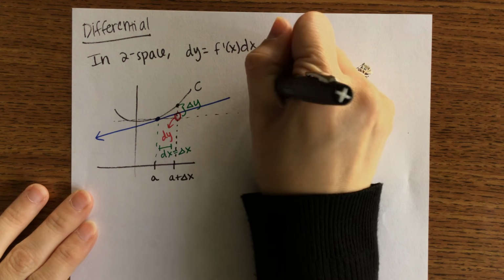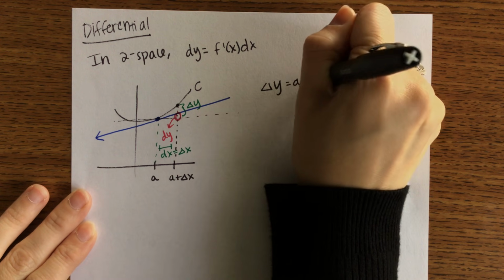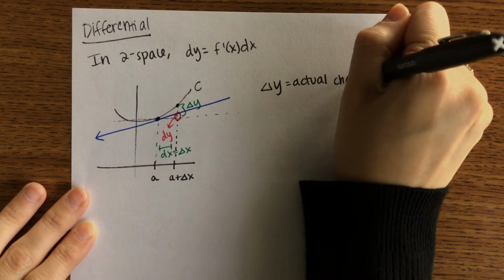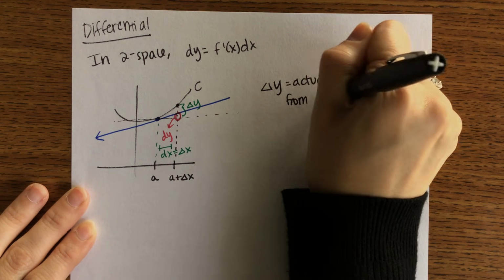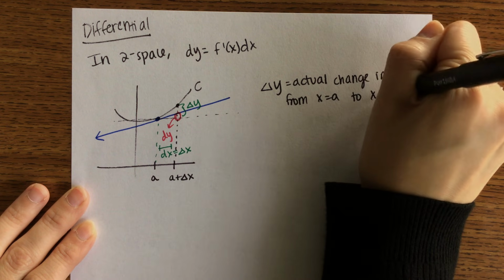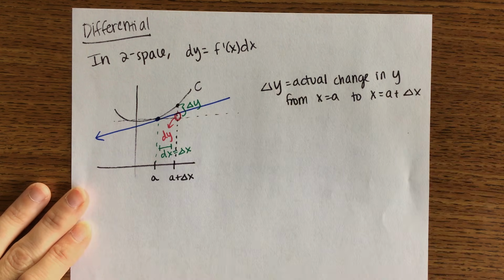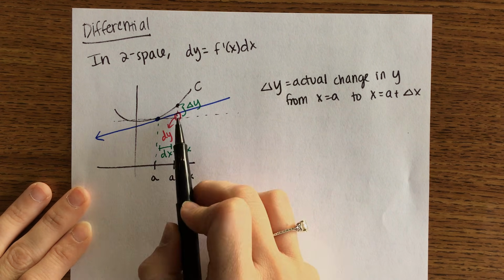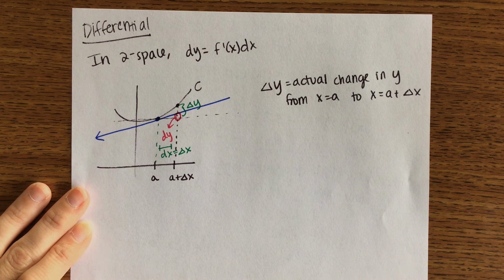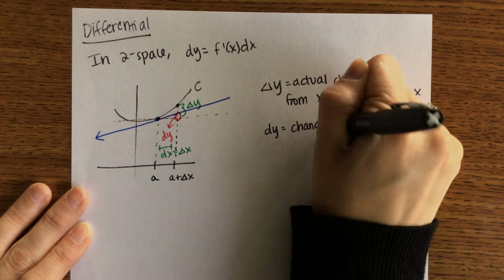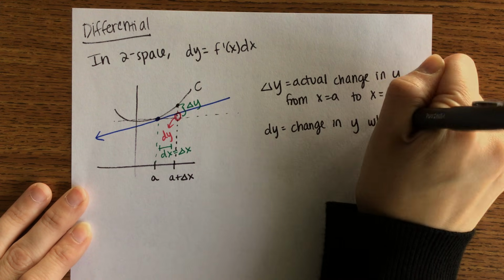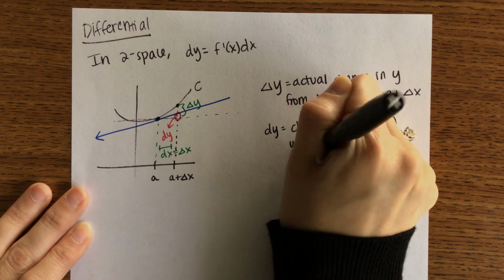Okay, so delta y is the actual change in y from x equals a to x equals a plus delta x. So that's what we just talked about. When I move from here to here, that delta y is the actual change in y. dy is the change in y when using the tangent line.